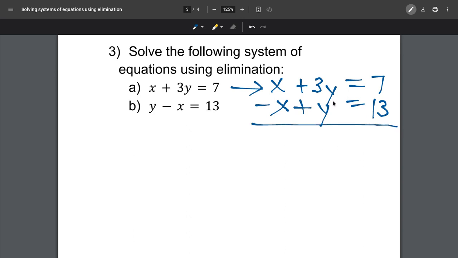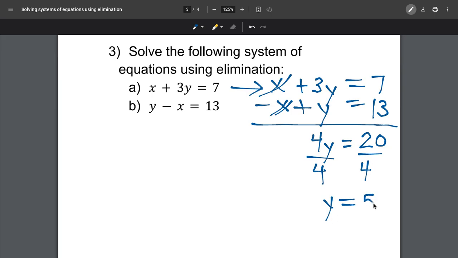And now when we add these together, the x's will cancel out, and we'll be left with just y. So these are going to cancel out. We're going to get 4y equals 20. We're then going to divide both sides by 4 and get y equals 5.